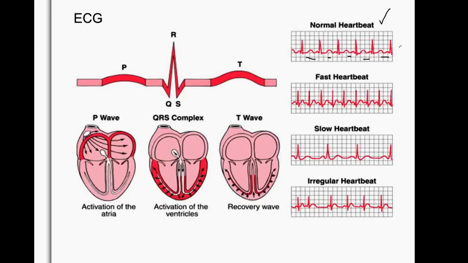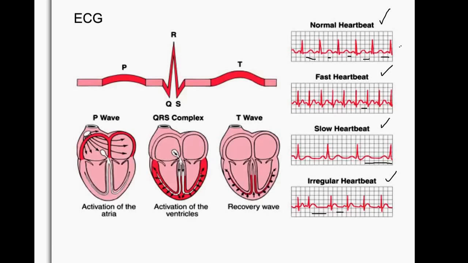If your heartbeat is unusually fast or unusually slow, that is reflected in a shorter or a longer distance between corresponding peaks. An irregular heartbeat would show up with some short distances and some longer distances between the peaks. Okay, so what's going on here? What exactly is an electrocardiogram?